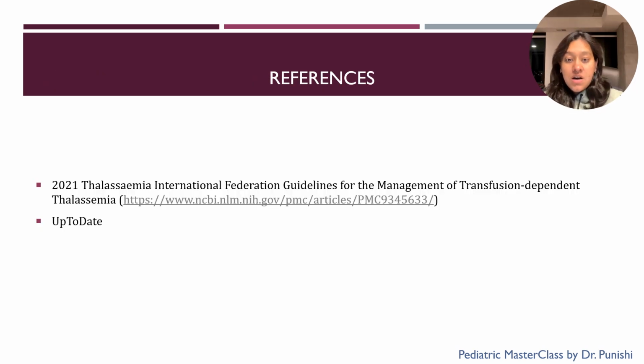So that concludes our discussion on iron chelation in transfusion dependent thalassemia. References for this topic mainly include the latest 2021 guidelines of the Thalassemia International Federation, the TIF guidelines for the management of transfusion dependent thalassemia. I've also attached the link here if you want to have a look. It's an extensive PDF with all the guidelines, but I have only spoken about iron overload and iron chelation in this topic. And the second reference is definitely up to date.